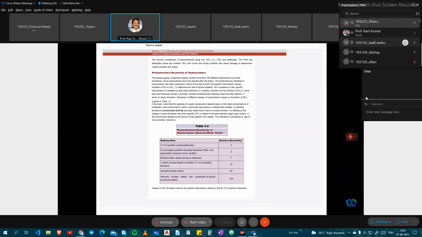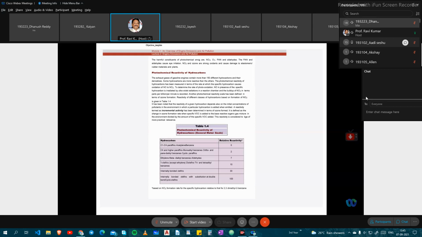The harmful constituents of the photochemical smog are NO2, O3, PAN and aldehydes. The PAN and aldehydes cause eye irritation. NO2 and ozone are strong oxidants and cause damage to your nose, bronchitis and chest. It goes inside and damages the materials and the plants, and the ozone also affects plant growth.